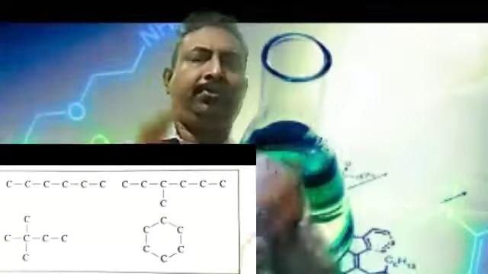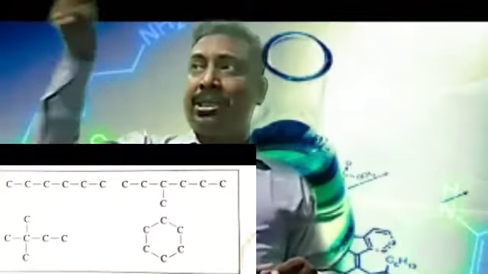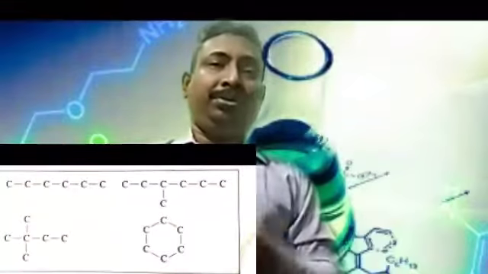Carbon can form chains. Carbon can combine with another carbon, and another carbon, and another carbon, and it forms a long chain structure. Second, it can form branched chains also. And it forms ring structures also. Carbon can form branched chains, long chains, and ring structures.